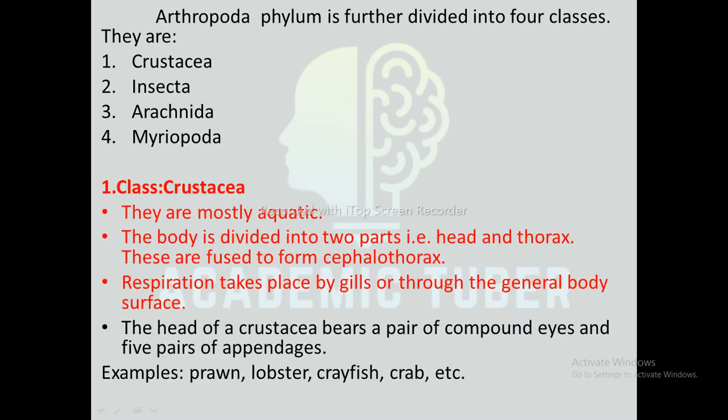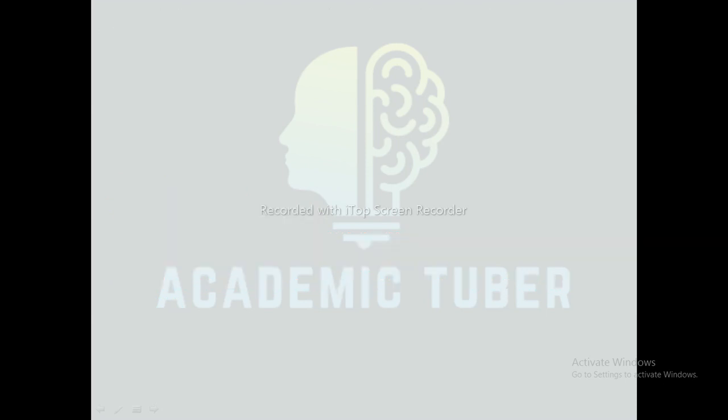First one is class Crustacea. They are mostly aquatic, and the body is divided into 2 parts. They are head and thorax. These are fused to form the cephalothorax. Respiration takes place through gills or through the general body surface, and the head of the Crustacea bears a pair of compound eyes and 5 pairs of appendages. Examples are prawn, lobster, crayfish, crab, etc.